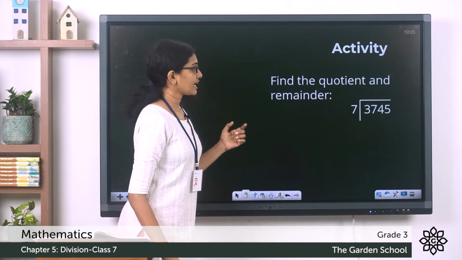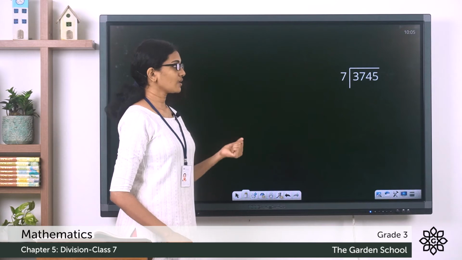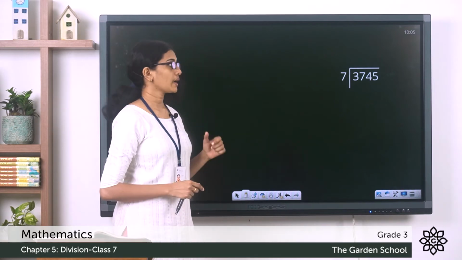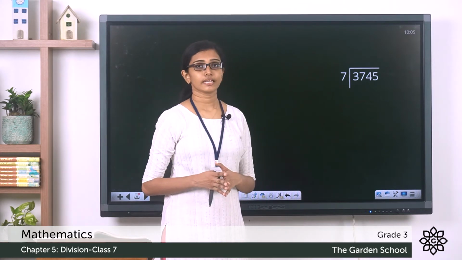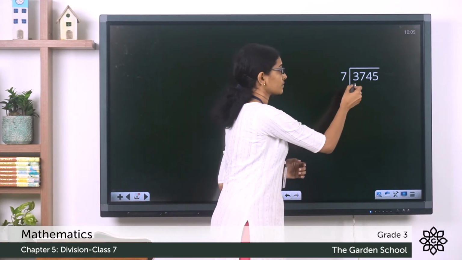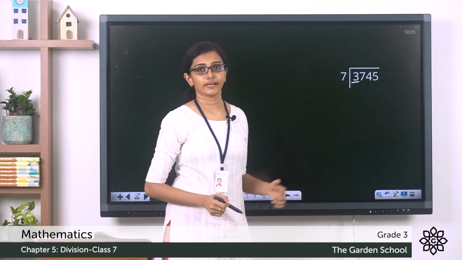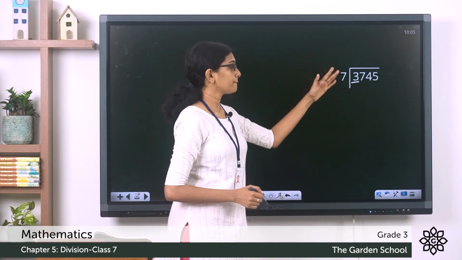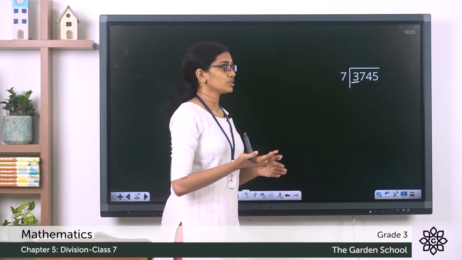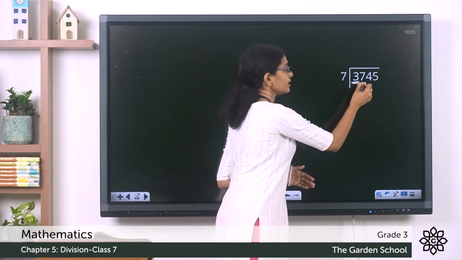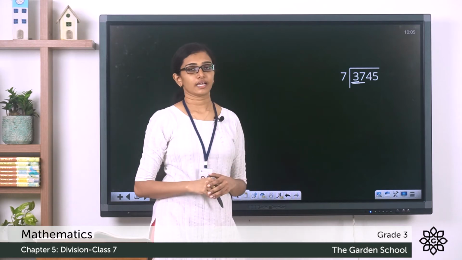Now let's see how we can solve this one. 3745 divided by 7. So since we are dividing with a 1-digit number, let's consider the first digit of the dividend, and that is 3 here. Can we divide 3 by 7? No, right? So let's consider the next digit as well. So we are going to take 37 divided by 7.